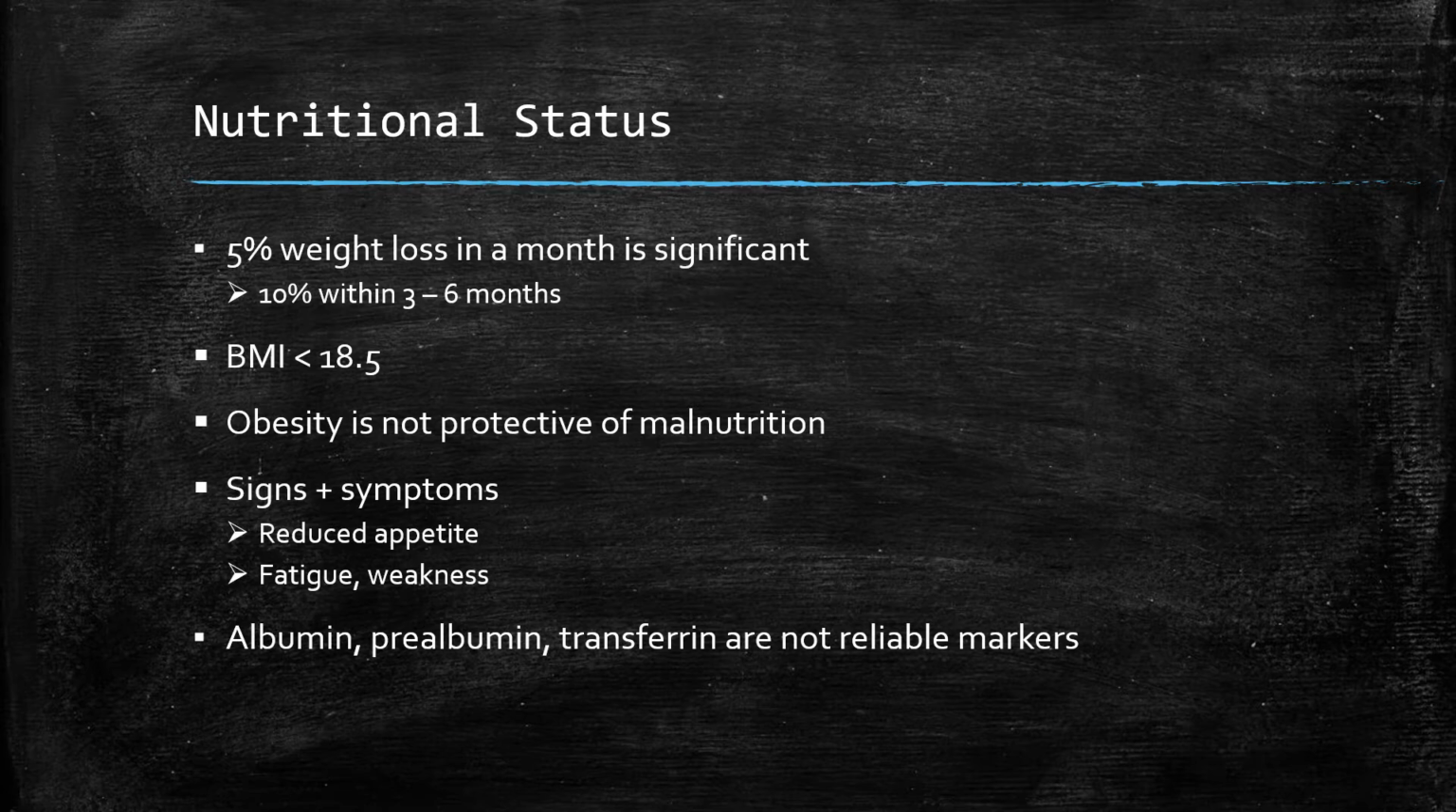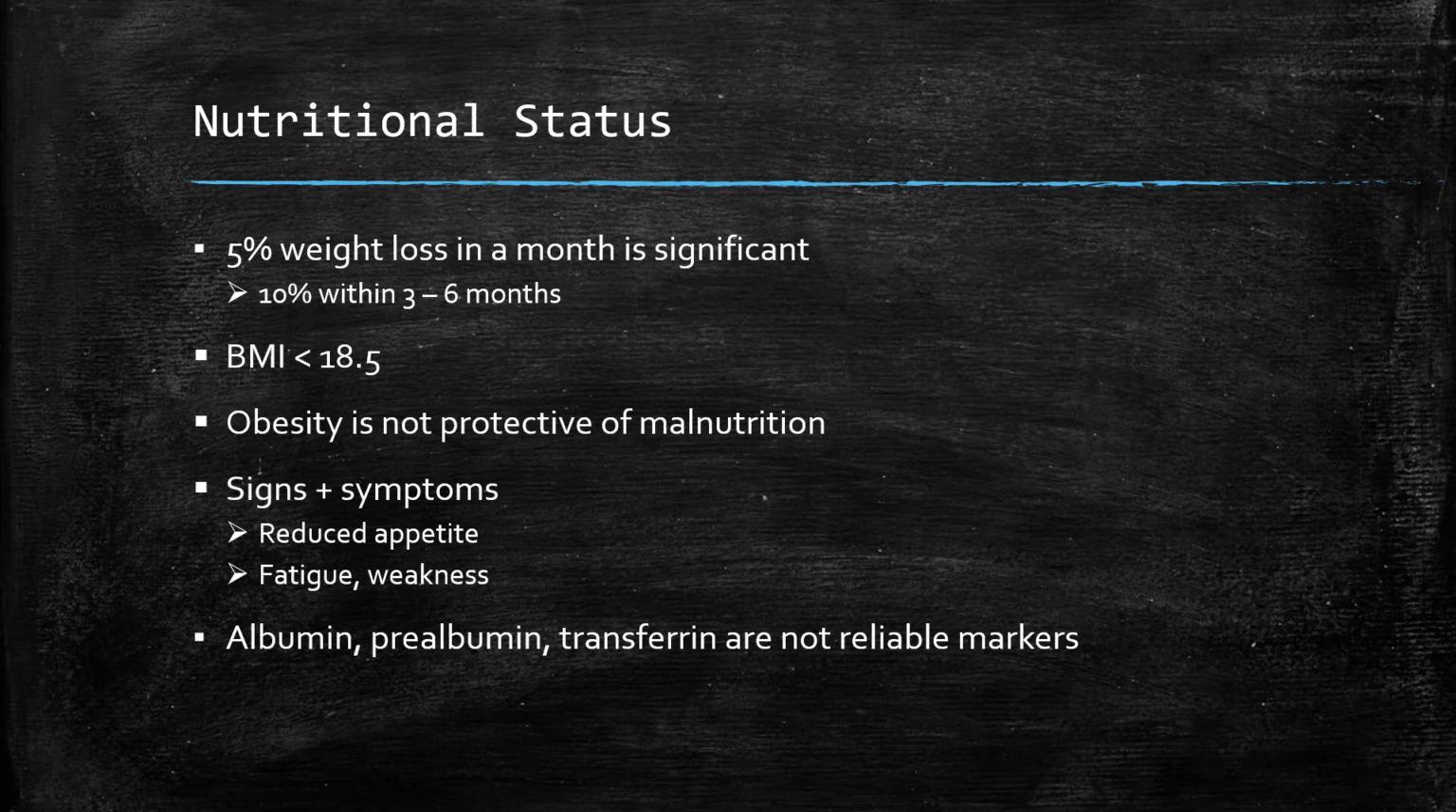Patients with very low BMIs are likely malnourished, but obesity is not protective of malnutrition at all. Obese patients can have protein malnutrition and they can be deficient in important vitamins and minerals.